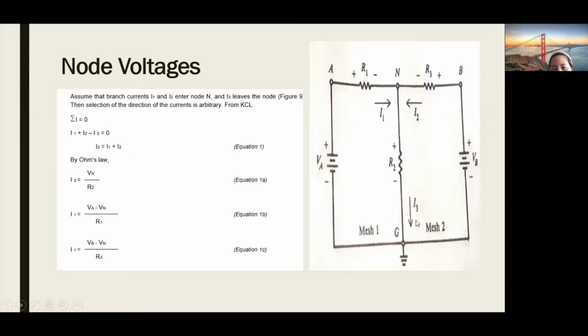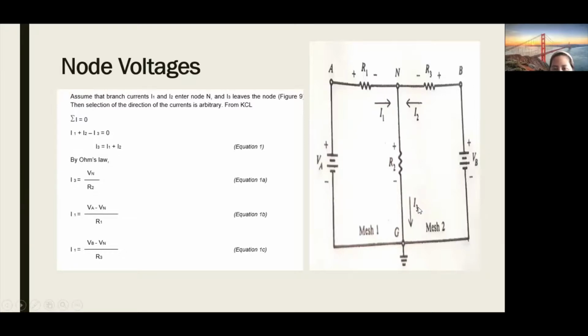So KCL, summation I is equal to 0, so here it's I1 plus I2 minus I3 equals 0, with I3 leaving. So I3 is equal to I1 plus I2, and that's the equation. Then we substitute these expressions for I1, I2 and I3 in equation 1.